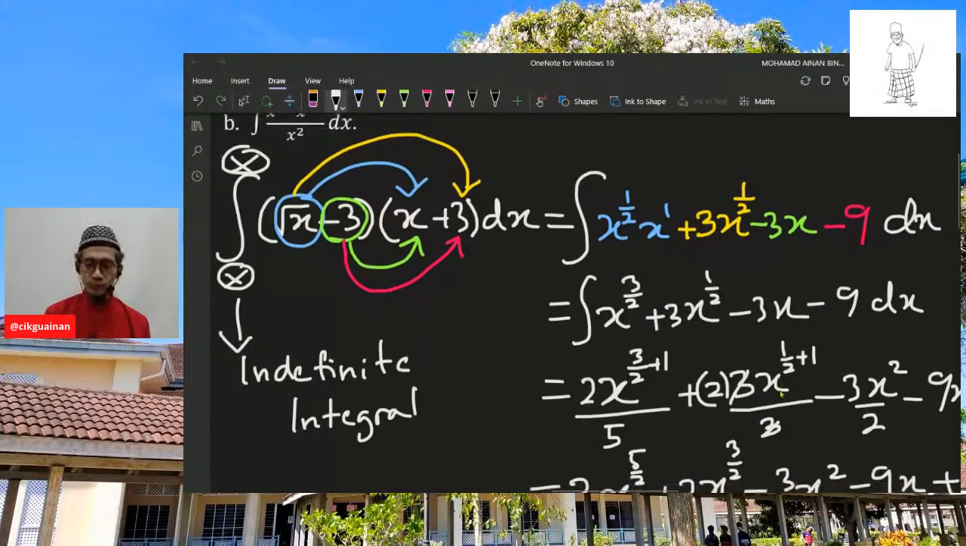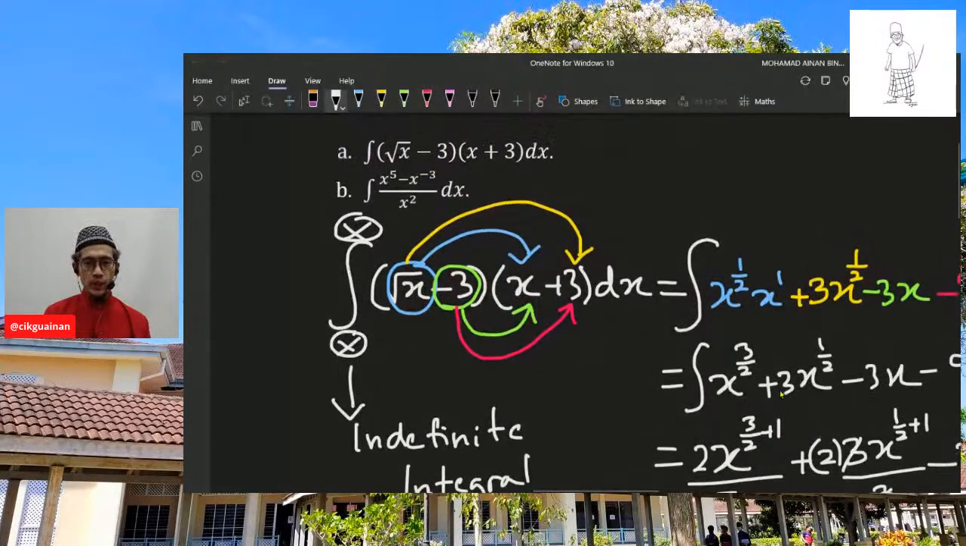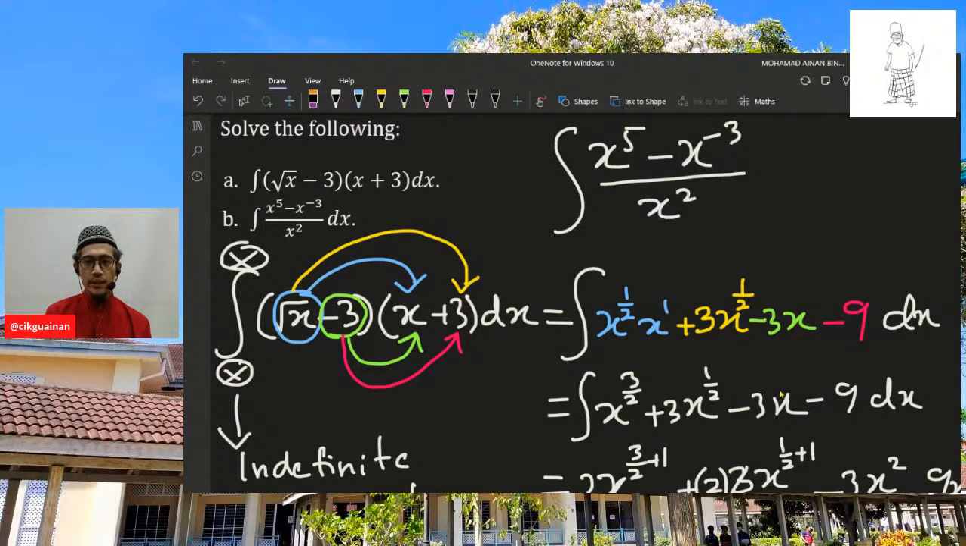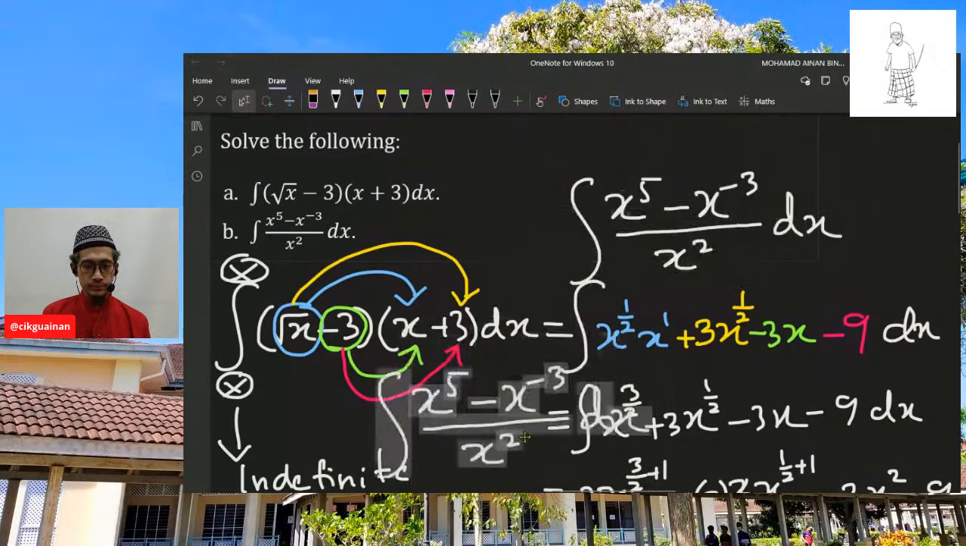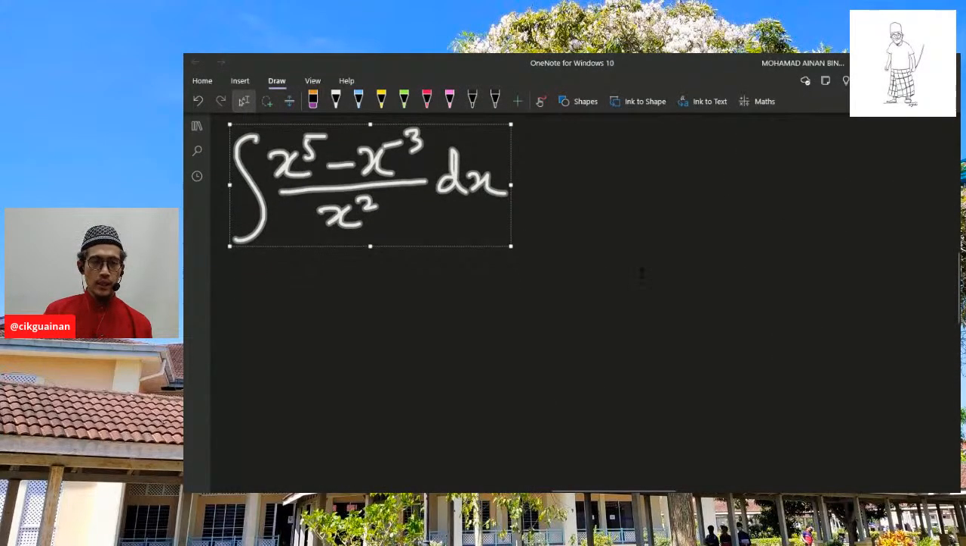Now, I guess we've done with the first part. Now the second part, I copy the question first over here and then I drag everything down. So we have x power 5 minus x power minus 3. This one got minus symbol. Don't be like me. Keep missing the minus symbol. Okay, good. Now, this is the second part, part B.